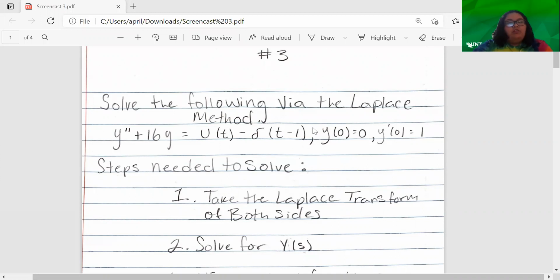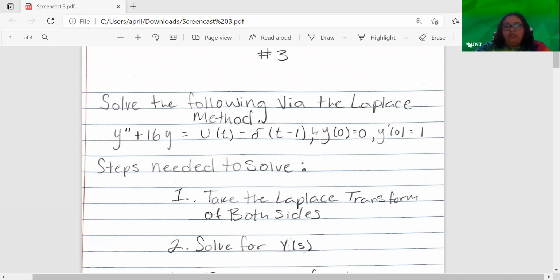Hello, my name is April Brito, and today I'm going to be solving an initial value problem using the Laplace method. First, we're given the problem y double prime plus 16y is equal to the unit step function minus the delta function of t minus 1, with the initial values y of 0 is equal to 0 and y prime of 0 is equal to 1.